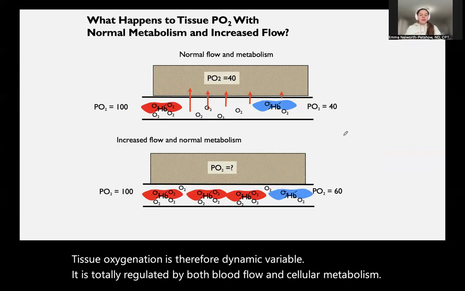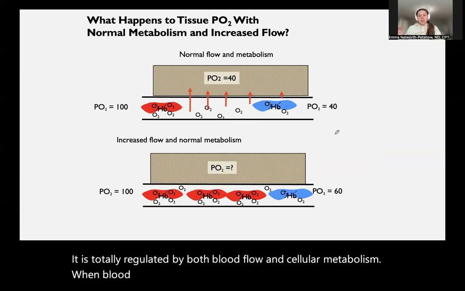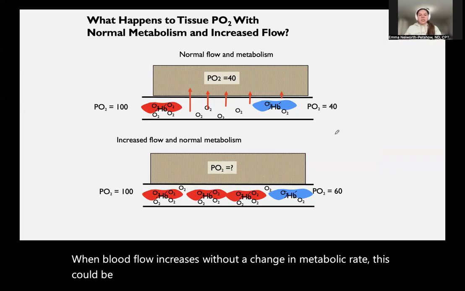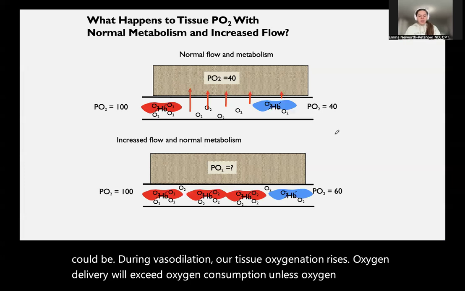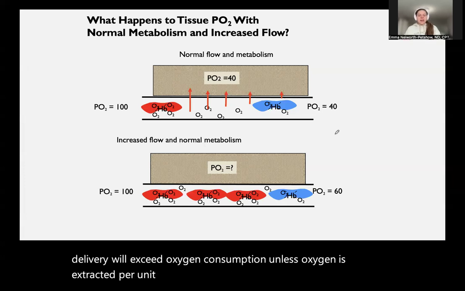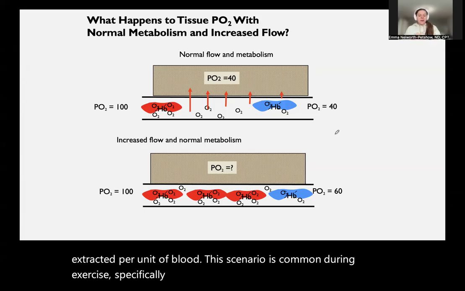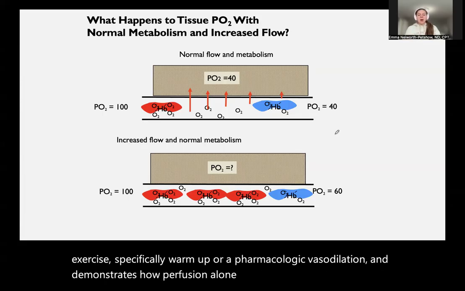When blood flow increases without a change in metabolic rate, this could be during vasodilation, our tissue oxygenation rises. Oxygen delivery will exceed oxygen consumption, so less oxygen is extracted per unit of blood. This scenario is common during exercise, specifically warm up, or a pharmacologic vasodilation, and demonstrates how perfusion alone can alter tissue oxygenation.